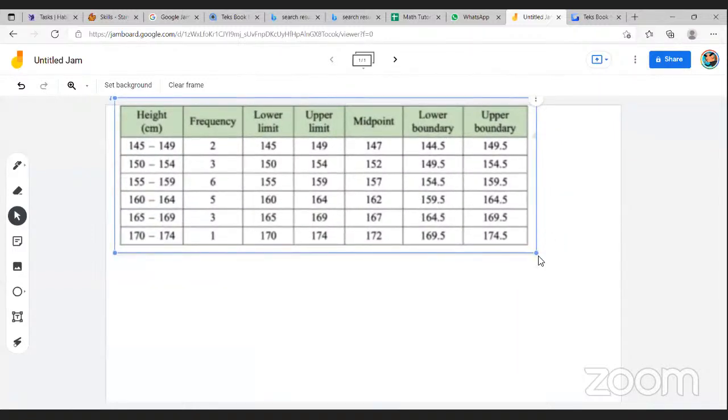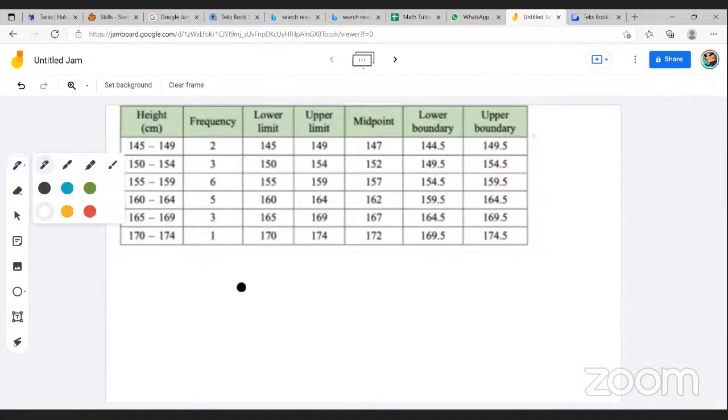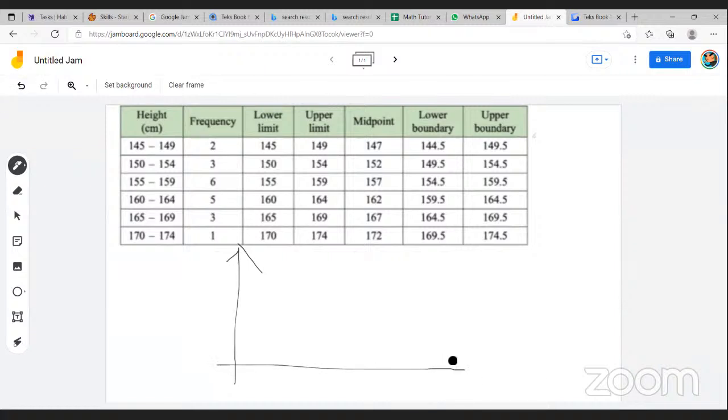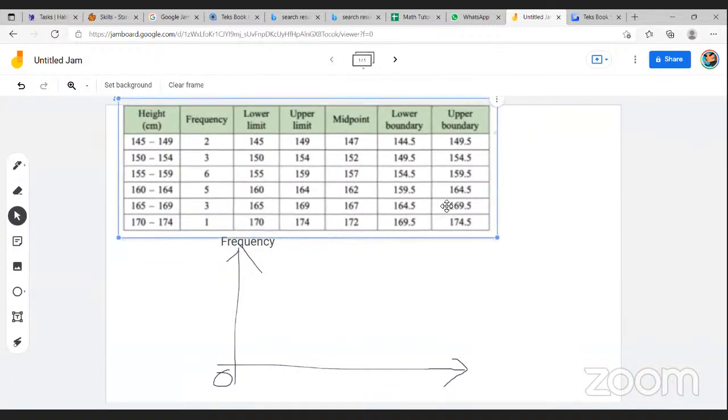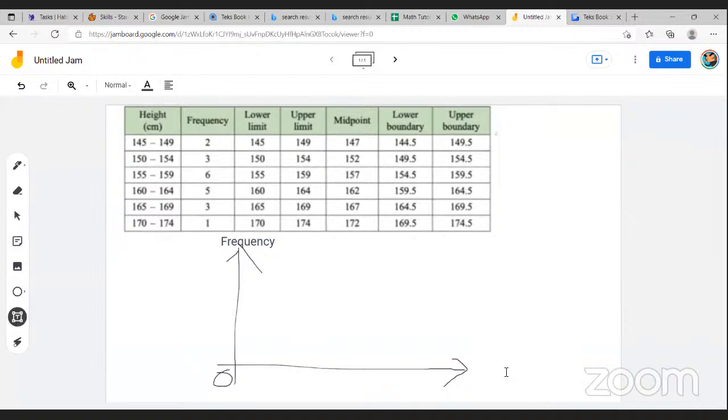What you want to do is make a proper scale first. For example, let's say you have your graph paper. First you want to find an appropriate scale for the whole thing. If you look here, the frequency is only 2, 3, 6, 5, 3, 1. Your y-axis will be frequency, and this applies for frequency polygon and histogram. So your y-axis will almost always be frequency. On the other hand, your x-axis is the one that changes. In this case, your x-axis would be your height in cm.